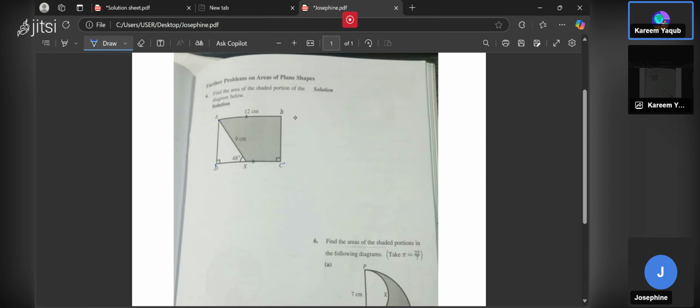Area of shaded portion is equal to area of rectangle minus area of what? Triangle. So we must calculate the area of rectangle and calculate the area of what? Triangle. Now, from what we have there, we cannot find the area of the rectangle because we don't know the width, which is this place.